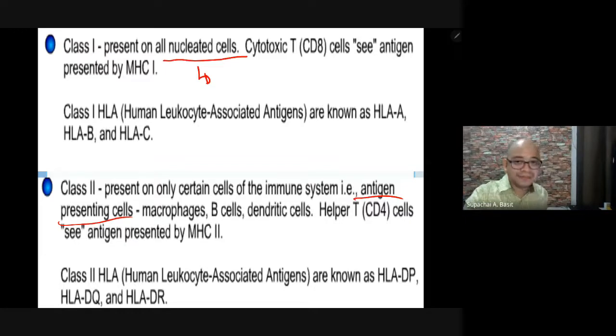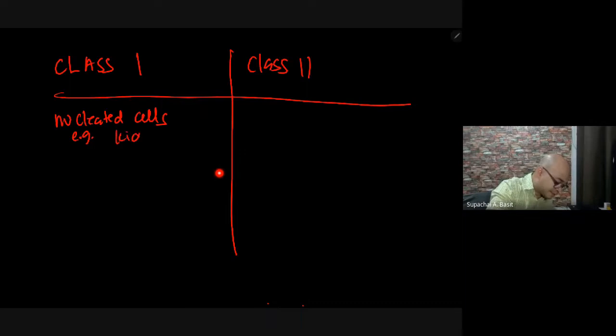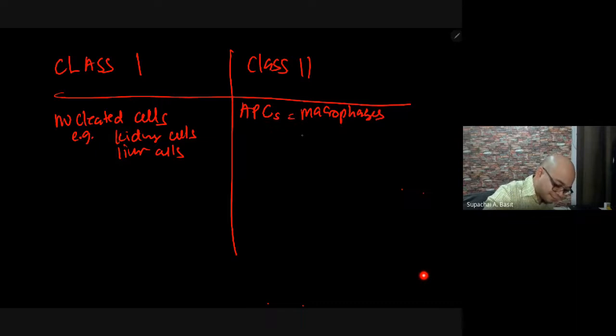So, to give you the difference, no? Class 1, class 2. Class 1 is found in all nucleated cells. So, examples of nucleated cells, the kidney cells, liver cells, practically all cells of our body. Okay, class 2 is found in antigen-presenting cells. So, most common examples are macrophages, okay, dendritic cells.